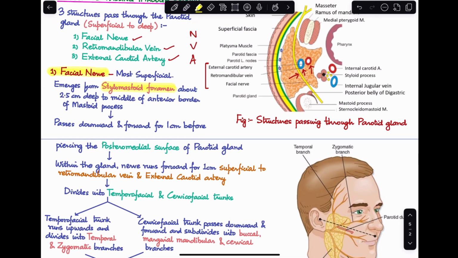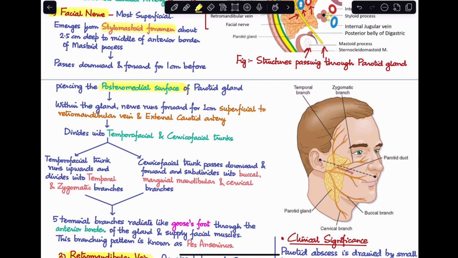If you see in the first image here, we can see this is our mastoid process. The stylomastoid foramen will be somewhere here. And then as it exits, you can see here it is entering from the posteromedial surface. So this is how the facial nerve enters the gland. It enters through the posteromedial surface of the parotid gland.